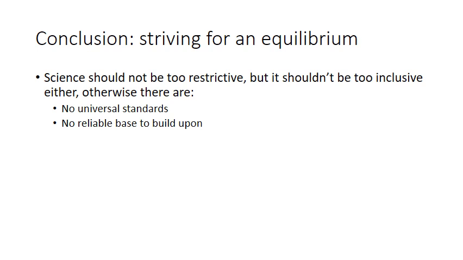Now, if anything goes, I cannot criticize another paper saying that there's flaws in the reasoning, there's flaws in the methodology and so forth. And so we lose this self-correcting element of science. And that is, as I pointed out, the greatest feature of science and what makes it most reliable. And also, we lose our reliable base to build upon.